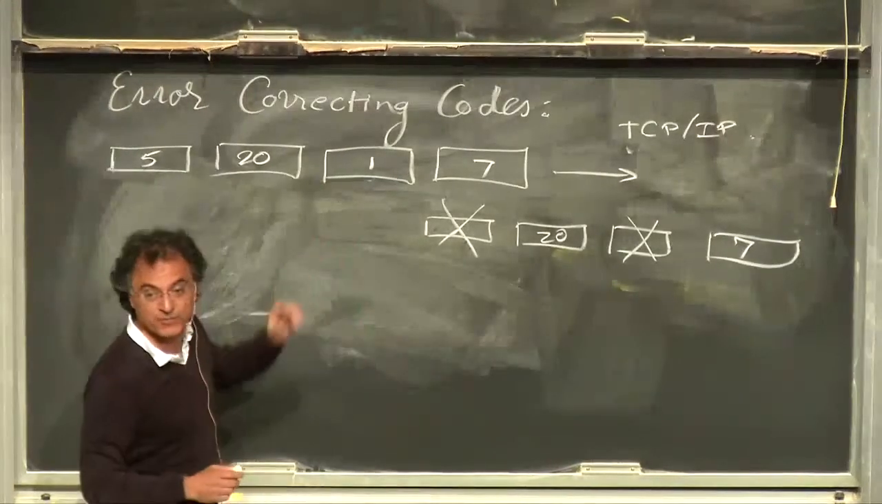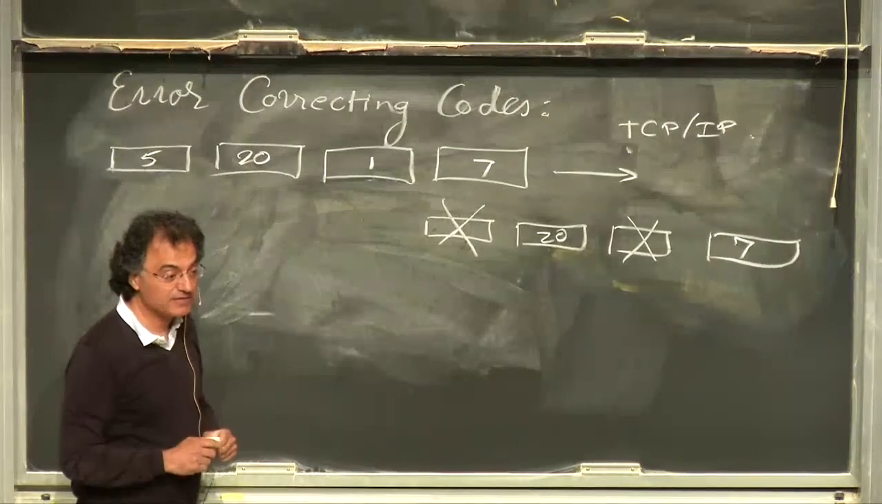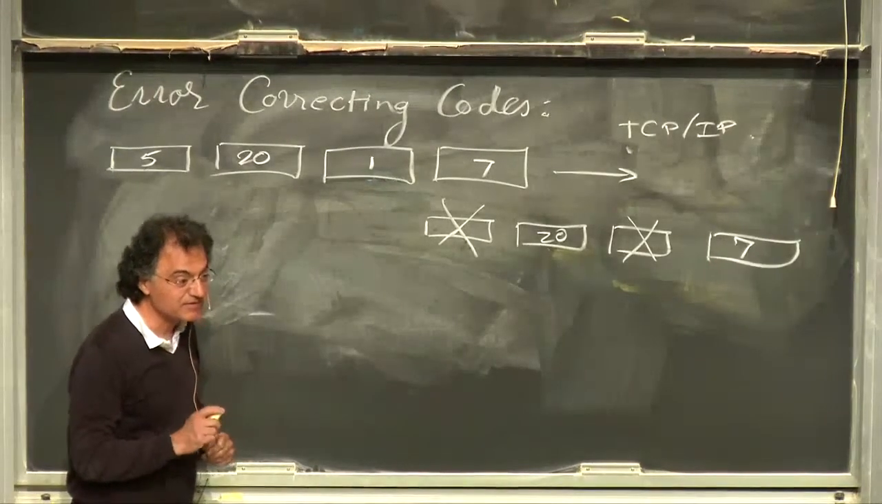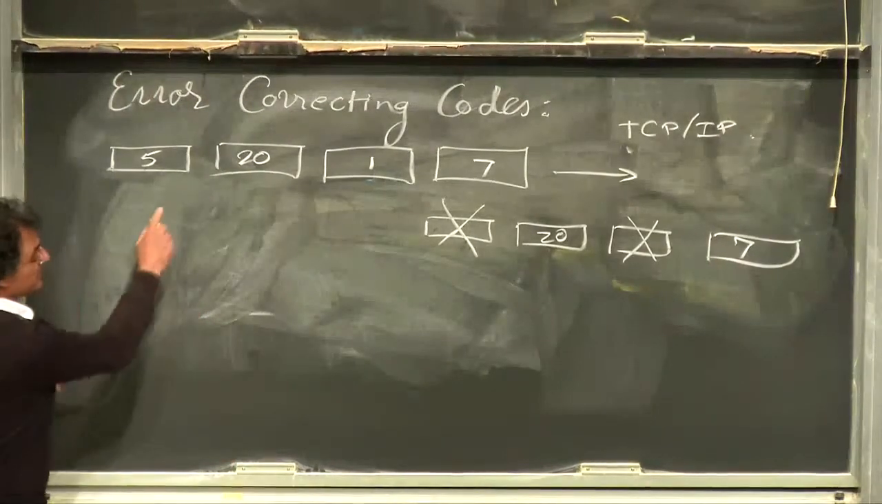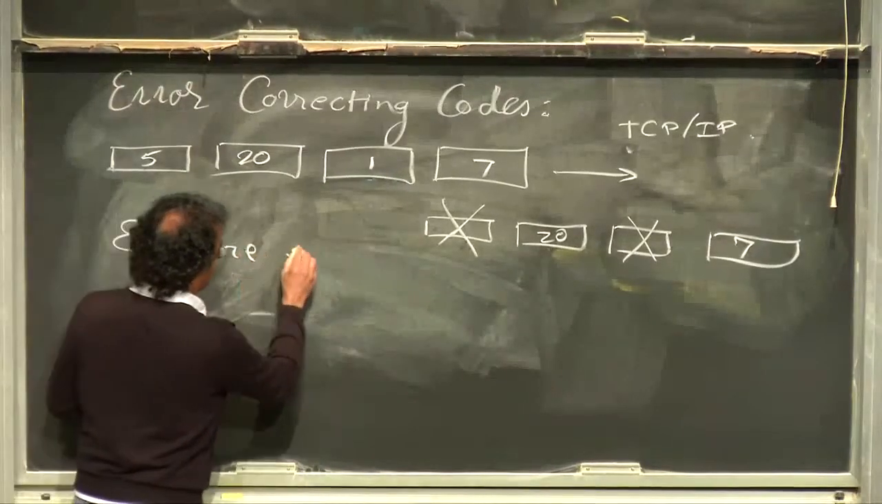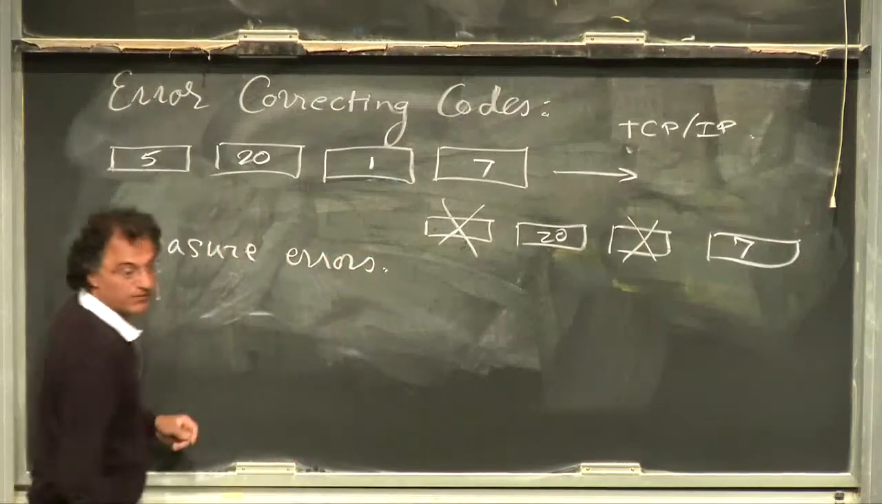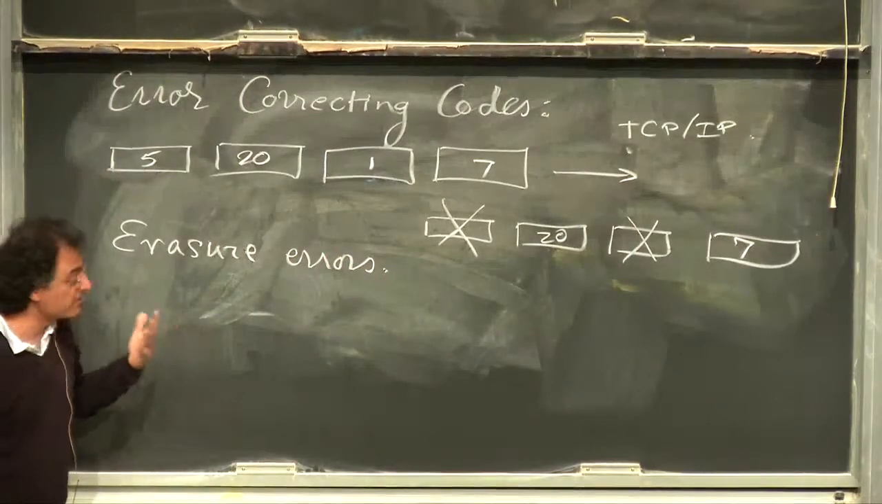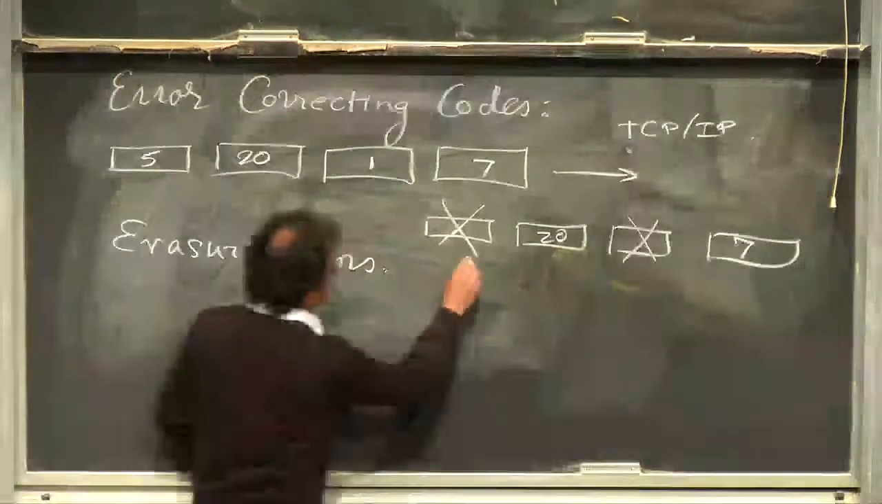Okay, so that's the first problem. Is there a question? Yeah. Okay. So these are called erasure errors. Okay, and the kinds of codes that we'll use in this case are called erasure codes.